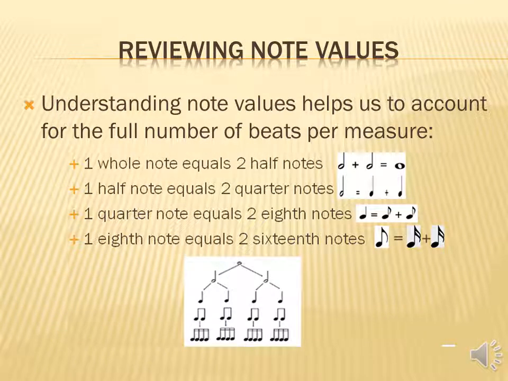Reviewing note values. Understanding note values helps us to account for the full number of beats per measure. 1 whole note equals 2 half notes. 1 half note equals 2 quarter notes. 1 quarter note equals 2 eighth notes. And 1 eighth note equals 2 16th notes.